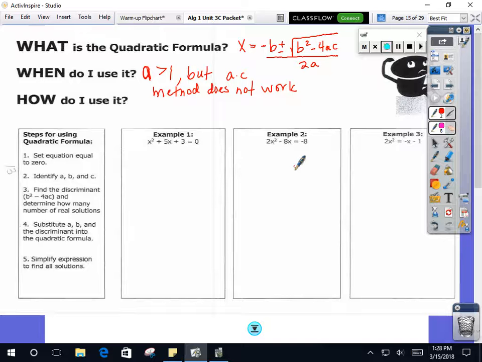You can try it, or you can just do quadratic formula. But yeah, if you want to try the a times c method, you're going to have to at least multiply them and then see if there's a number that produces that number and adds to get the b. Or if you don't feel like even trying that, you can just go straight into the quadratic formula. Okay, so how do we use it? That's what I'm about to show you.